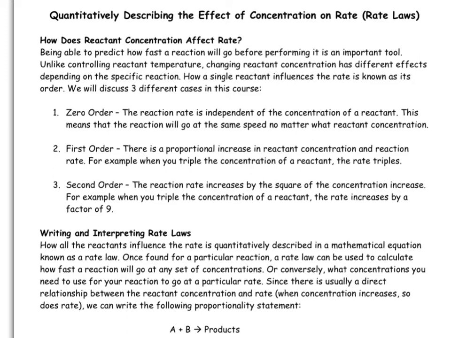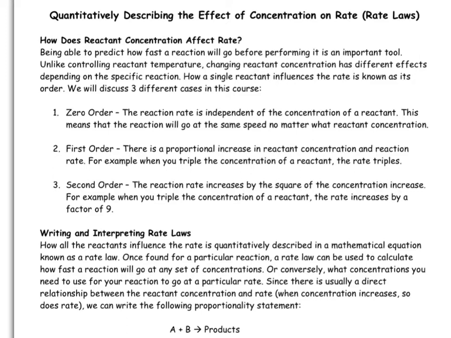Zero-order reactants. The reaction rate is independent of the concentration of a reactant. This means that the reaction will go at the same speed no matter what reactant concentration. First-order reactants. There is a proportional increase observed in the reactant concentration and the reaction rate. For example, when you triple the concentration of a reactant, the rate triples.